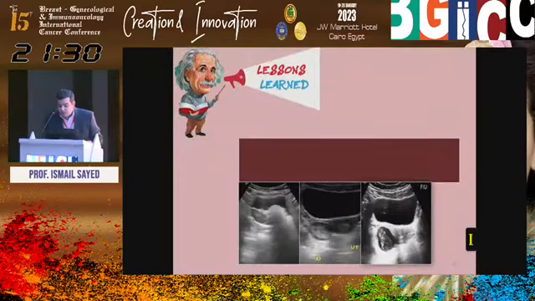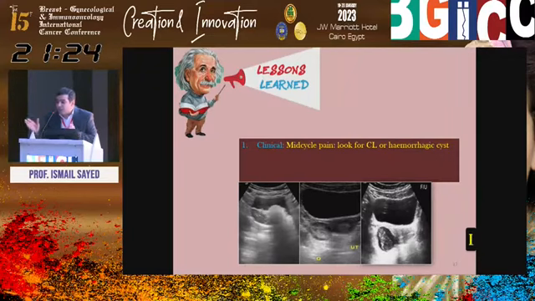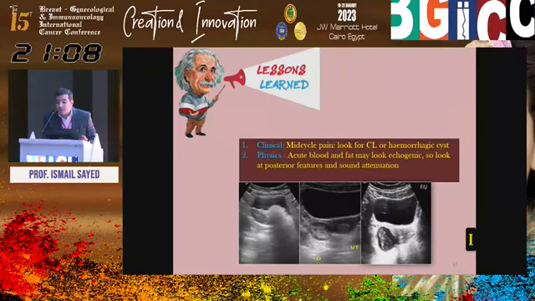Okay? So, lessons from this case, we have to revise the pattern of hemorrhagic cyst. We have to think in any female with acute pain, common is common, look for corpus luteum or hemorrhagic cyst, even if the presentation is not classic. Right renal colic, right iliac fossa pain, look for gynecological causes. And you have to be aware about some physics. Echogenic structure may be fatty, maybe acute blood, maybe posterior enhancement, and so on.